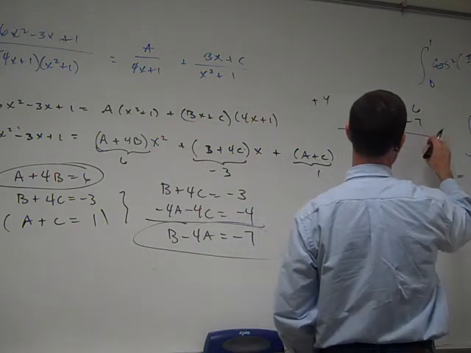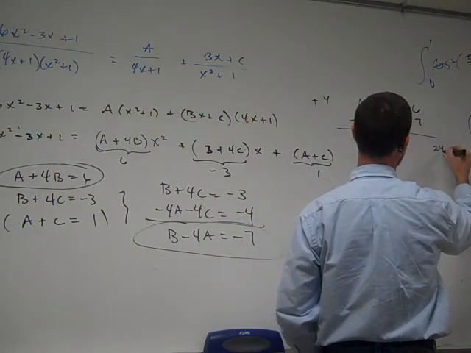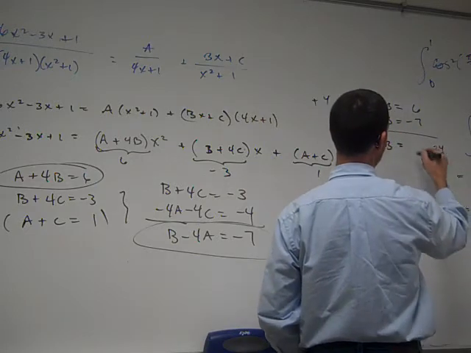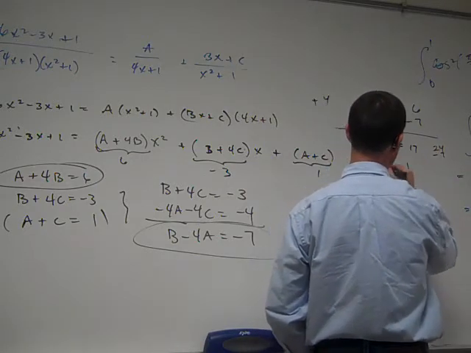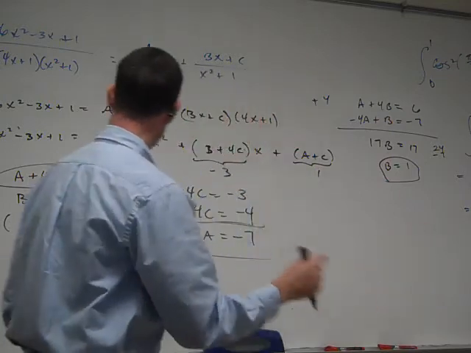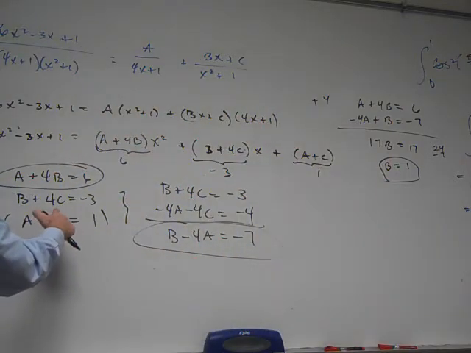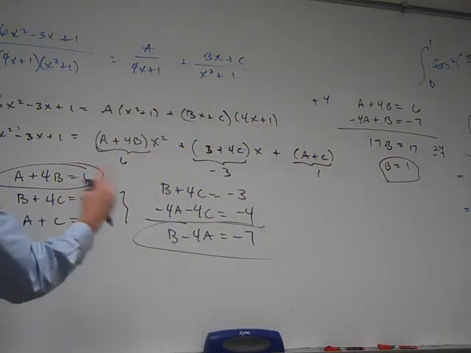Multiply this one, 24. What's 24 minus 7? 17. Oh, b is 1. Now I plug b equals 1 back into here, I get c. I plug c back in here, I get a. I'm done.